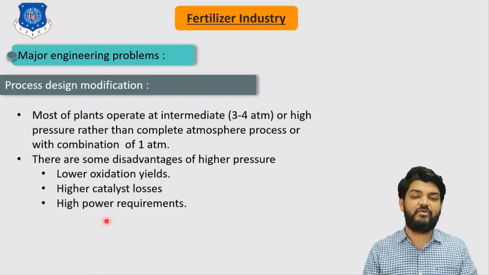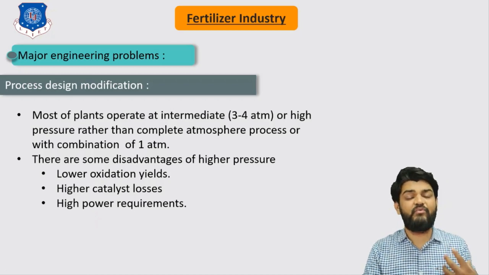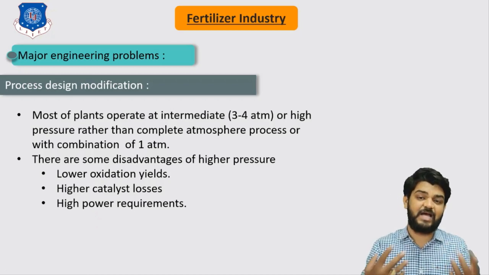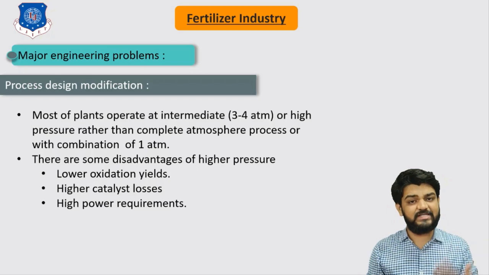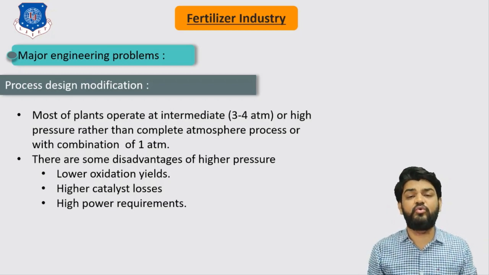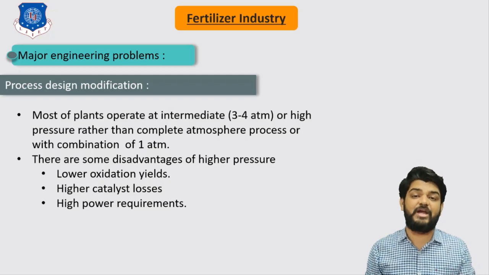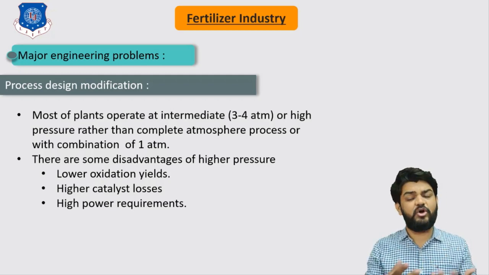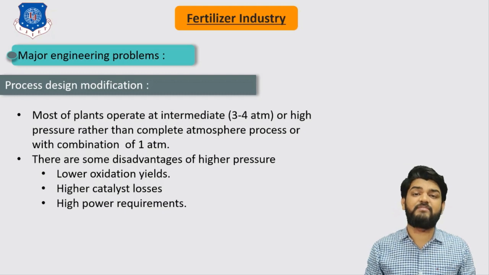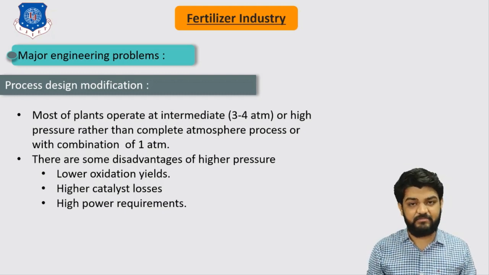Then high power requirements. Of course, if we need higher pressure, then we also need to have higher power requirement to maintain such high pressure. So these are all the disadvantages of using higher pressure, right? So this is why it is always preferred to operate our system at atmospheric pressure. And this also concludes the major engineering problems associated with the nitric acid production method.